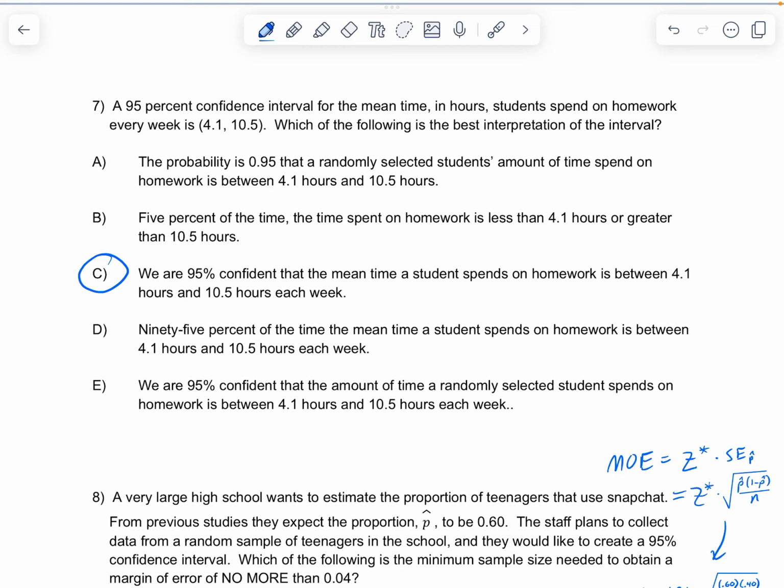All right, number 7. A 95% confidence interval for the mean time in hours students spend on homework every week is 4.1 to 10.5 hours. Which of the following is the best interpretation? This pretty much just means, what is your conclusion? At this point, you've written a whole bunch of these, and if you take time to read all of these, none of them are the correct interpretation. It's this one, which you've written over and over and over again, so it should look right. This should be a pretty straightforward question.